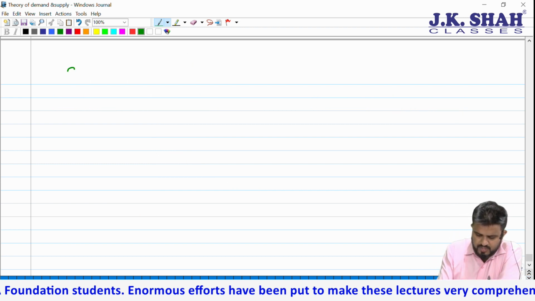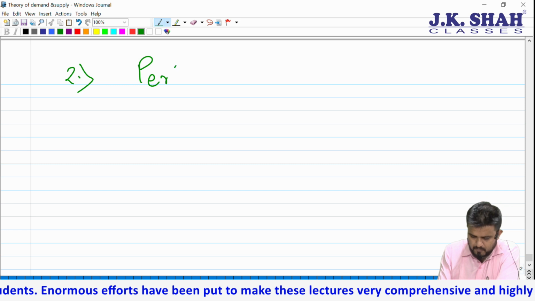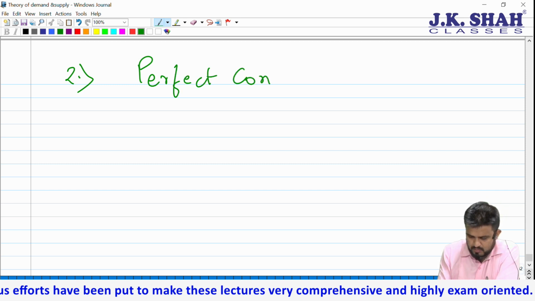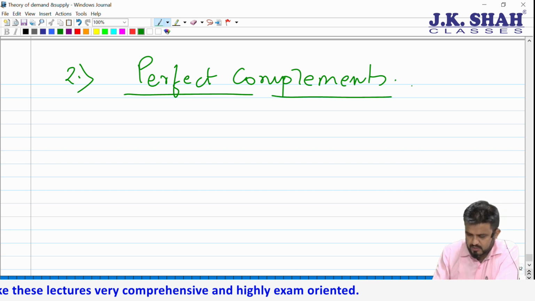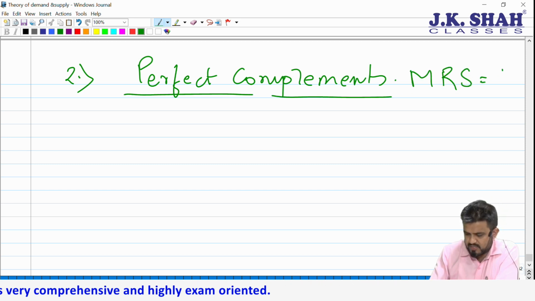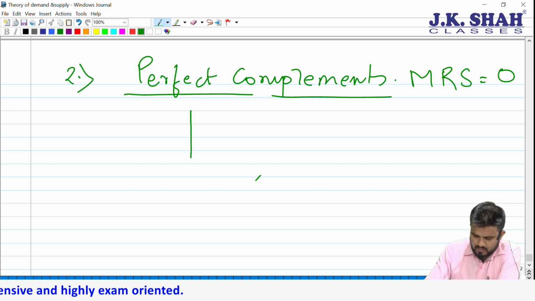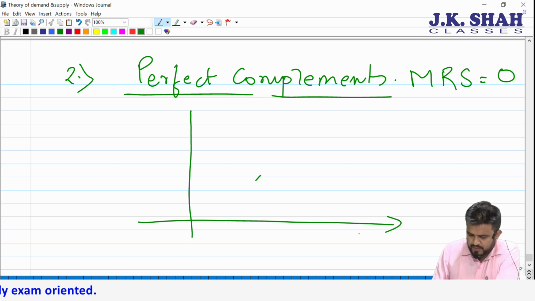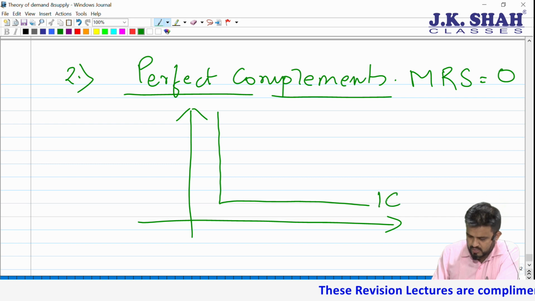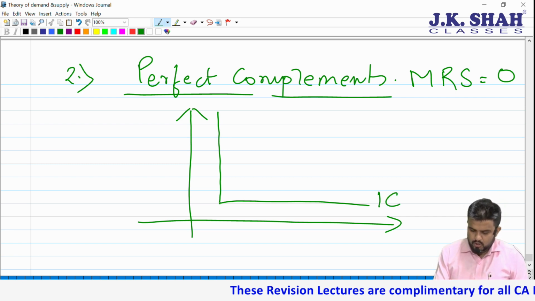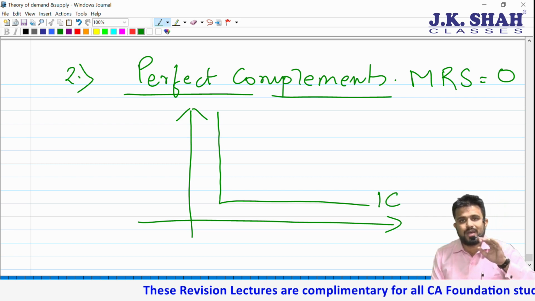Next, suppose if they ask perfect complements, I would say MRS is 0 and the shape of IC will be L shape. Shape of IC will be L shape. This is your IC. So I would say a right leg shoe and a left leg shoe represents perfect complements.